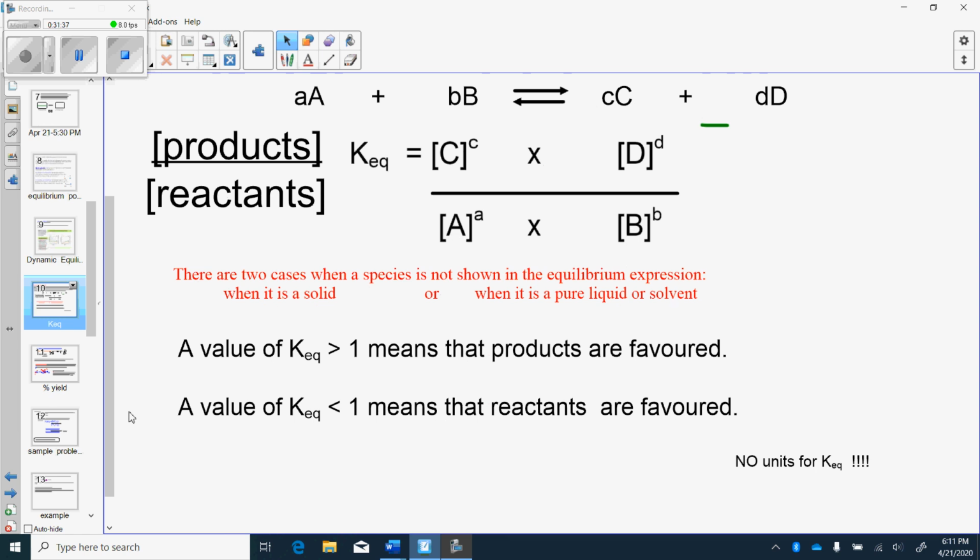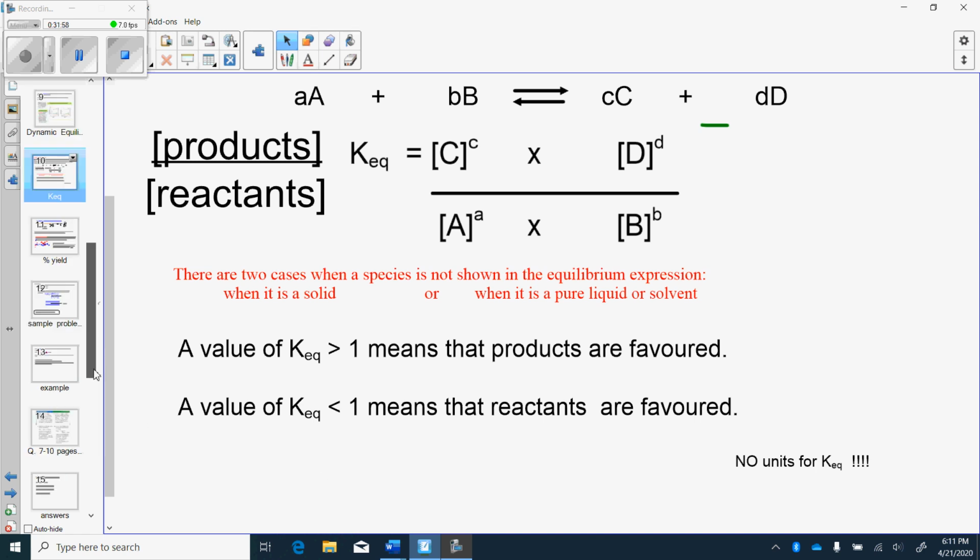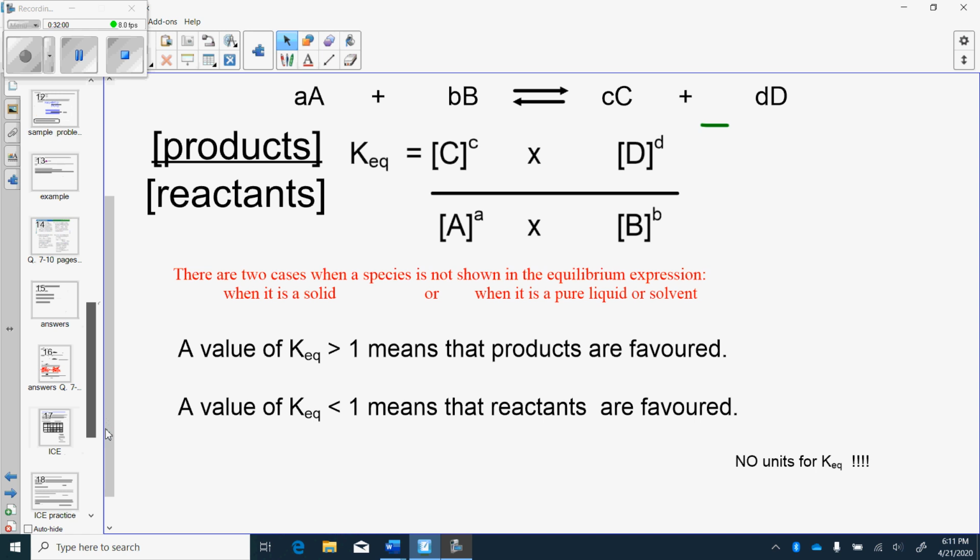Good to know: what does it mean if your percent yield is greater than 50% or less than 50%? What does it mean when your KEQ is greater than 1 or less than 1? That's how we can describe the position of equilibrium. Was it reached late? Was it reached early? Were the products favored? Were the reactants favored? That's what we want to talk about. Okay? And that is it for me. We will pick up and talk a little bit about Le Chatelier's principle in our third video. Thank you. Hope it helped.